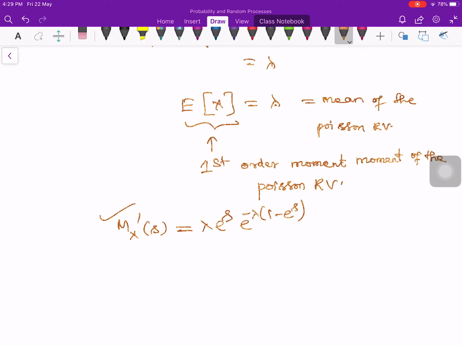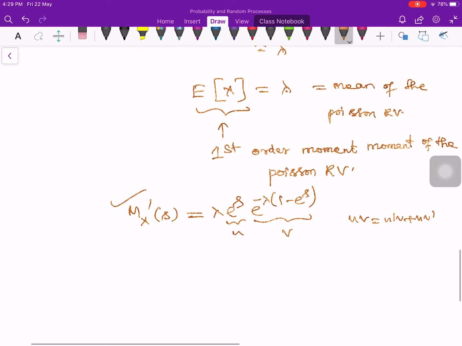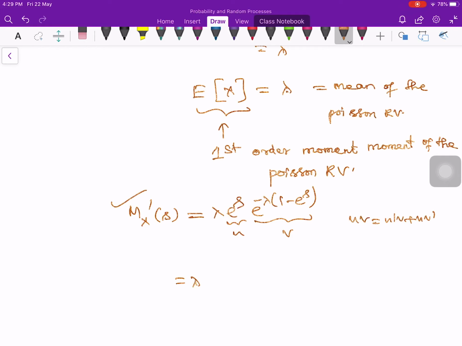So here I have two functions, so let us do it by parts. Let me call this u and let me call this v. So (uv)' equals u'v plus uv' formula. Just apply that. Since lambda is constant, you can keep it here. If you differentiate e power s, you will get e power s times e power minus lambda times 1 minus e to the s, plus uv'. So e to the s, then this we already differentiated, that is going to be lambda times e power s times e power minus lambda times 1 minus e to the s.